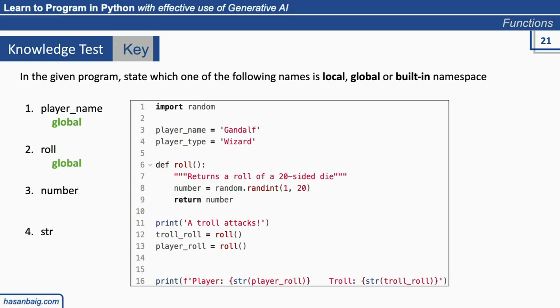So what is number here? Number is local because it is defined inside this function. What about str? It's a built-in function which converts the data into a string data type, just like integer and float. Okay?